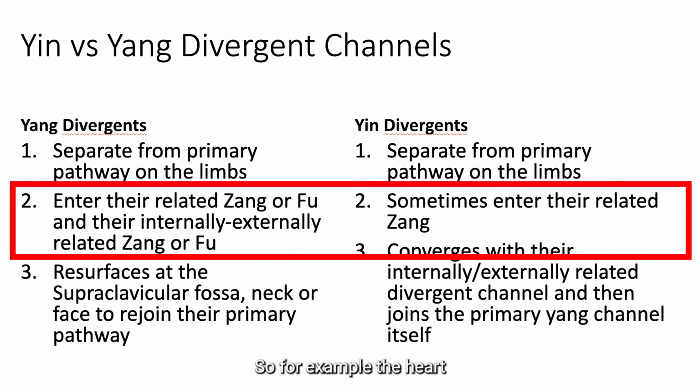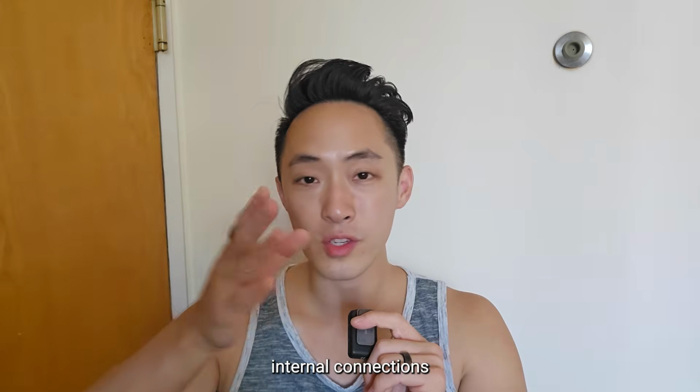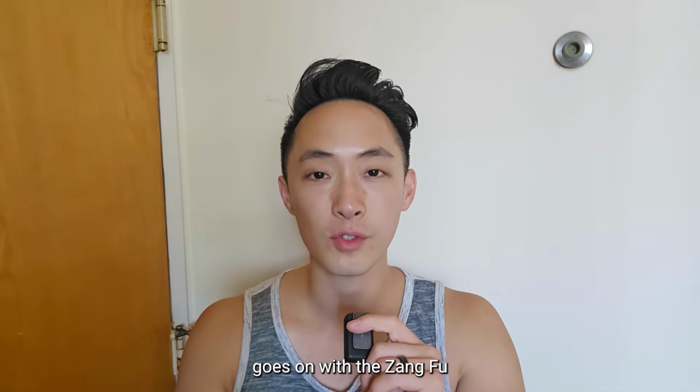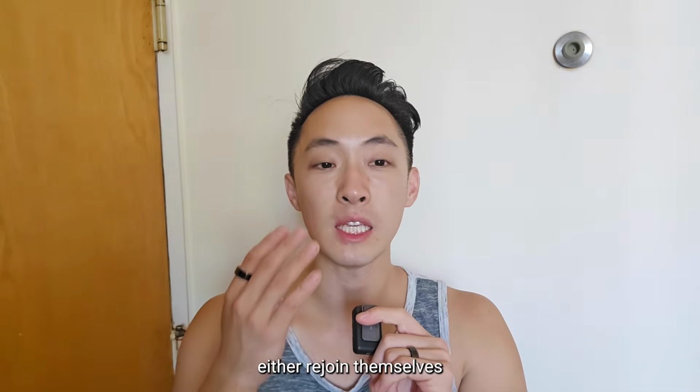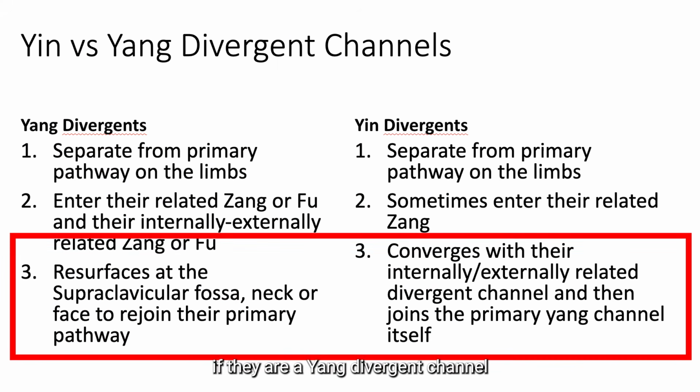So for example, the heart, it connects with the heart. The small intestine, it connects with the small intestine. The urinary bladder, it connects with the urinary bladder. Now, number two, some divergent channels will also have bonus connections. So for example, the bladder divergent channel will also go to the heart. And then lastly, after all of those deep internal connections that the divergent channel goes on with the zangfu, the divergent channel will either rejoin themselves if they are a yang divergent channel, or they will rejoin their yang pair.